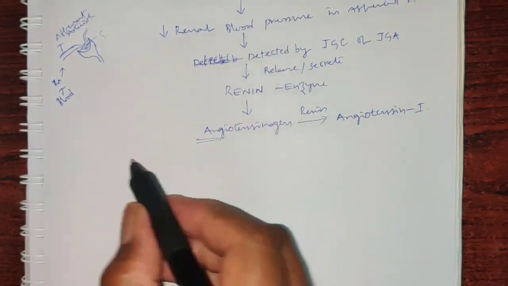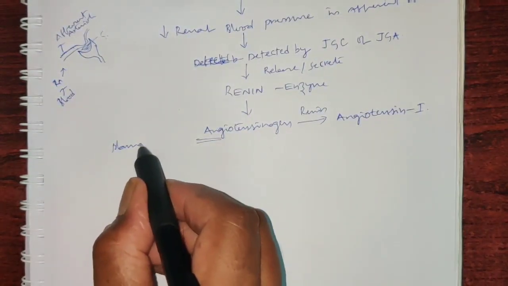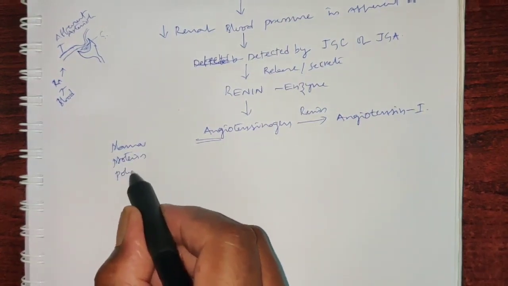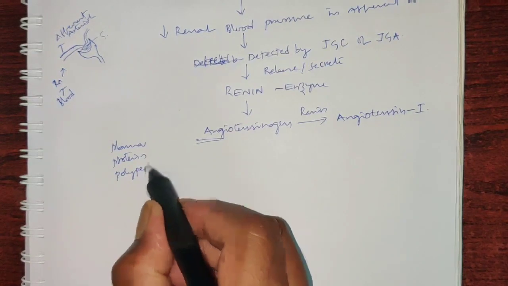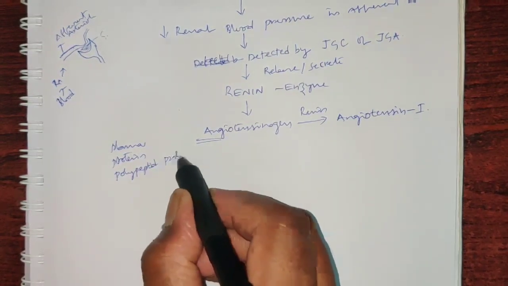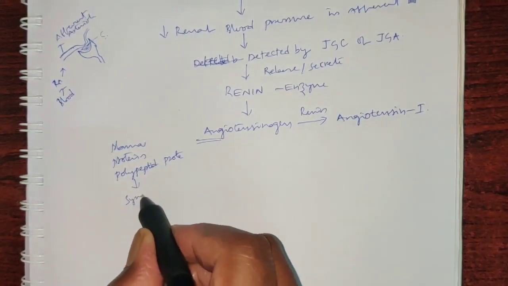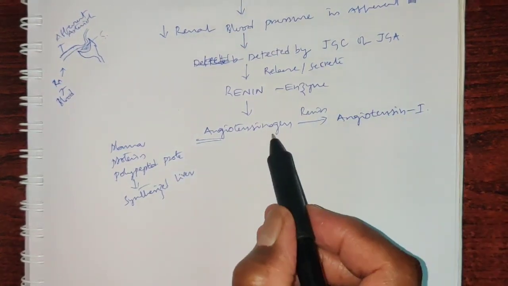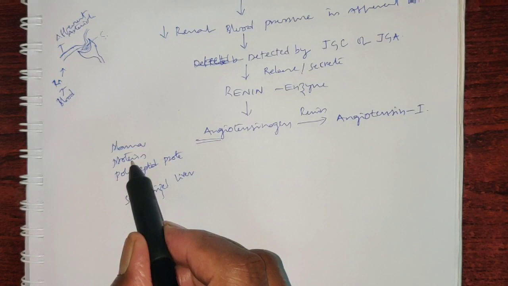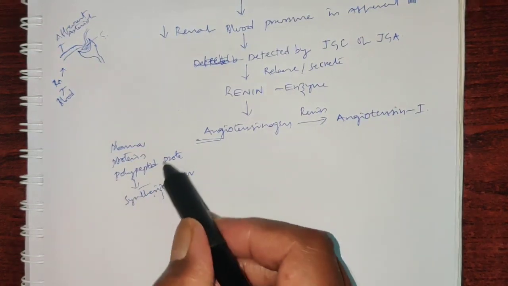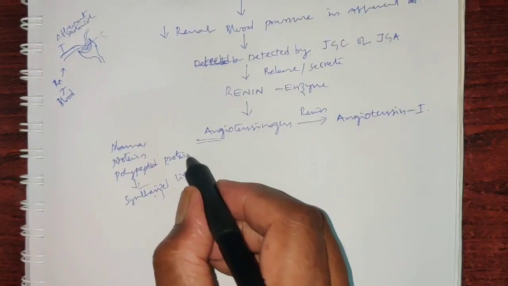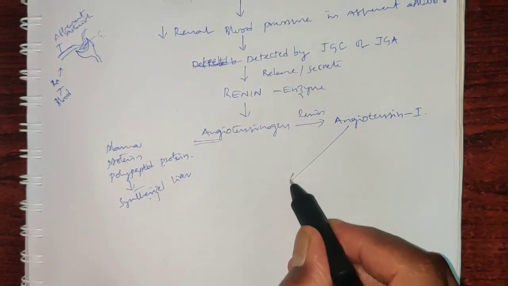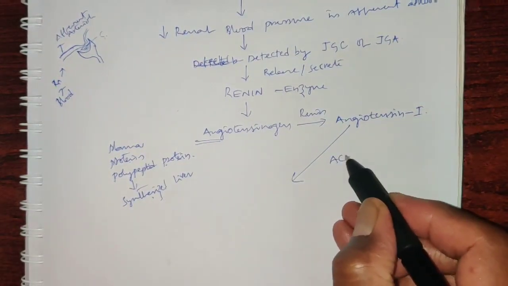Now this angiotensinogen is a plasma protein. It is a polypeptide protein which is synthesized in the liver. So angiotensinogen is a plasma protein synthesized by the liver cells. It is a polypeptide protein.